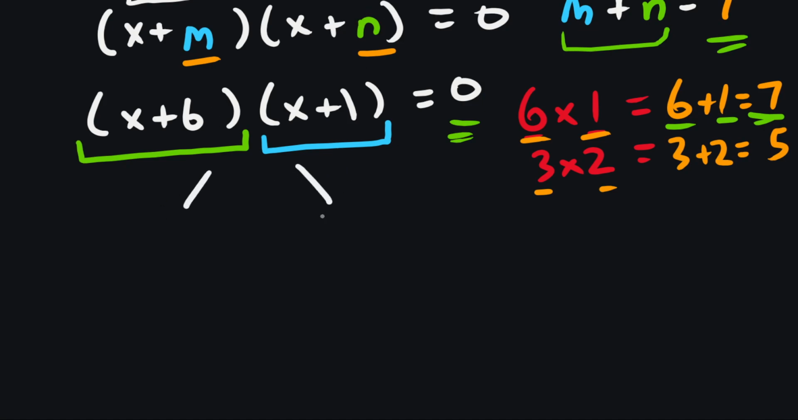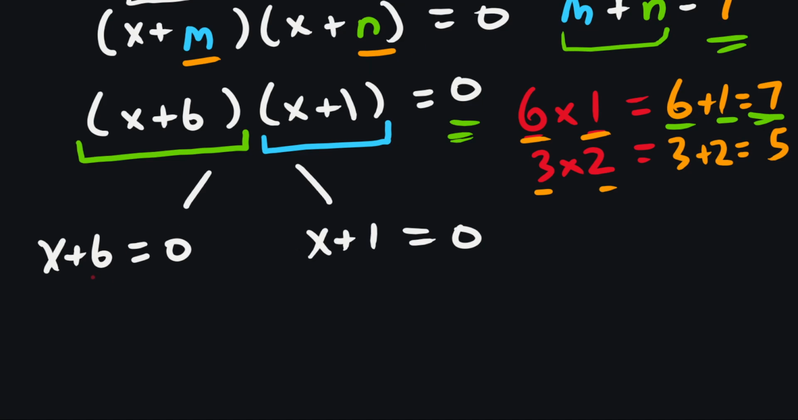So what we can do from here, the next step, now that we know that, we can break this up into two equations. We'll take this first one, x plus 6 equals 0, and this next one, x plus 1 equals 0. So now we have two equations, both of which we can solve for x.